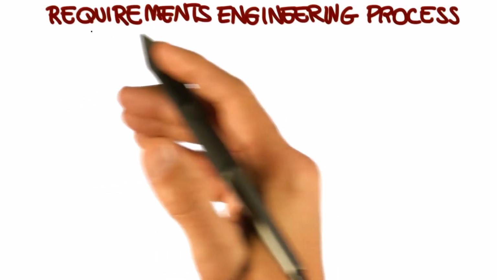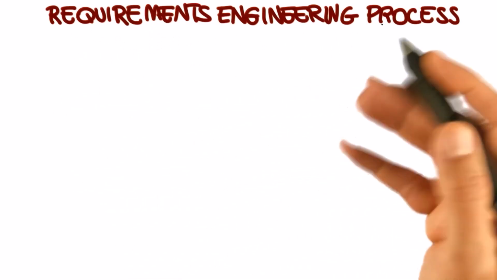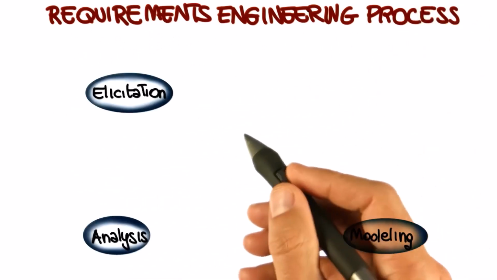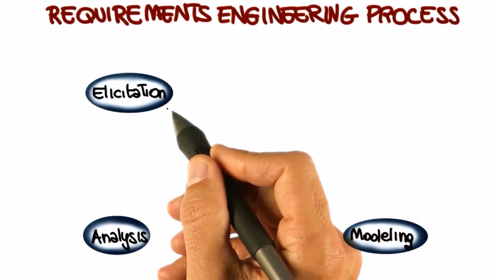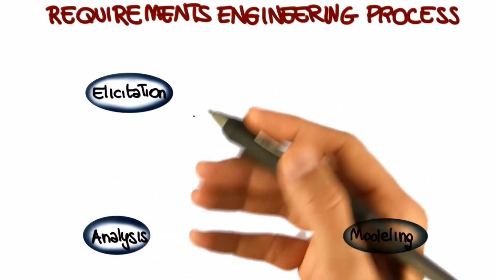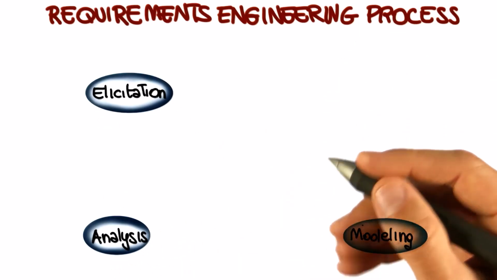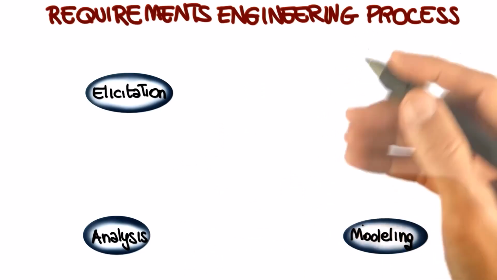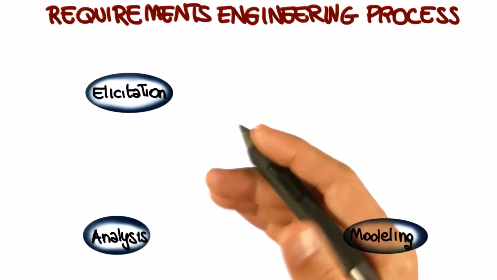Let's now put together all that we have discussed and see how a requirements engineering process actually works. First of all, we saw that requirements engineering consists of three main steps: elicitation of the requirements, in which we extract requirements from various sources; modeling, in which we represent the requirements using one or more notations or formalisms; and analysis, in which we identify possible issues with our requirements.